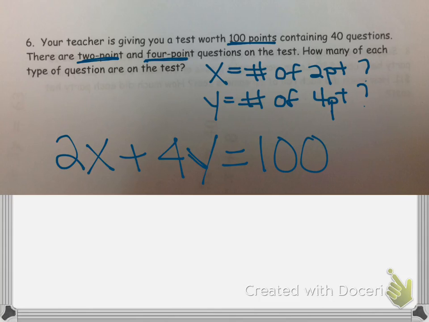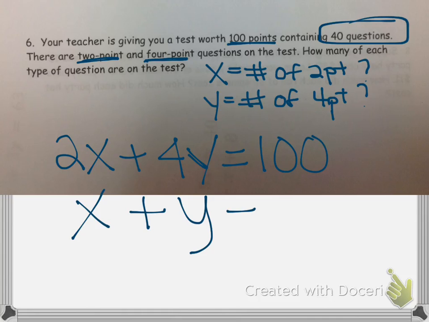And for my second equation, I need 2 equations if I have 2 unknowns. So I also know that there's 40 questions. Remember, X is the number of 2-point questions, Y is the number of 4-point questions. So if I take my number of 2-point questions plus the number of 4-point questions, that is equal to the total number of questions on the test. So here are my 2 equations. I'm going to solve this one with elimination, just to switch it up.